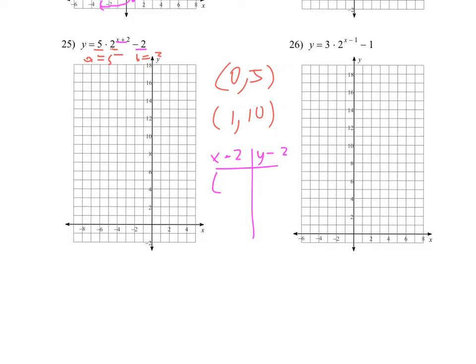So I have to subtract 2 from my x value. I'm going to take this first point, 0 minus 2 is negative 2, and then 5 minus 2 is 3. Now I have to do this one. 1 minus 2 is negative 1, and then 10 minus 2 is going to be 8. So negative 2, comma 3, and then negative 1, comma 8. And so this one will be our exponential growth as well. So it's going to be looking something like this.